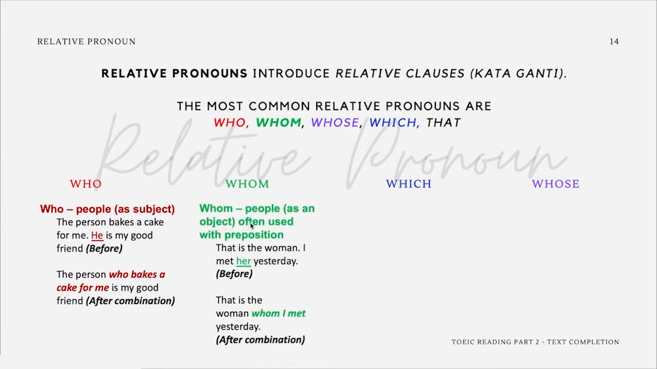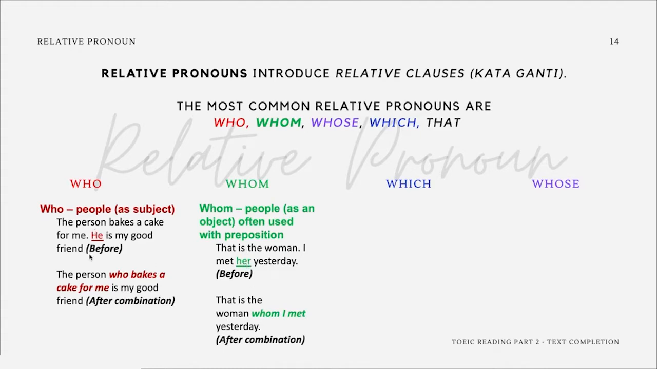Whom is also for people, but it is used as an object and it is often used with a preposition. For example: that is the woman. Full stop. I met her yesterday. So here are the original sentences before combining. Meanwhile, if we combine them, it becomes: that is the woman whom I met yesterday. So we omit her over here.